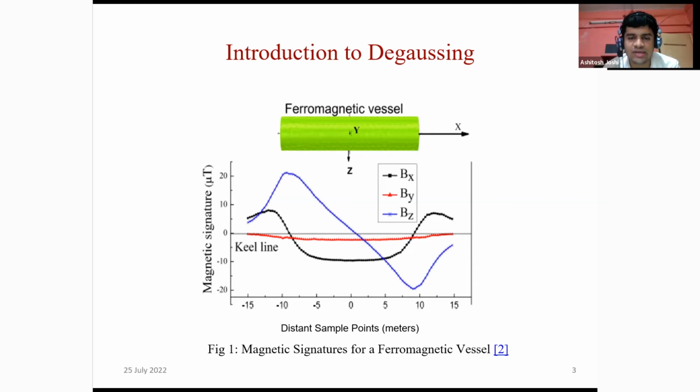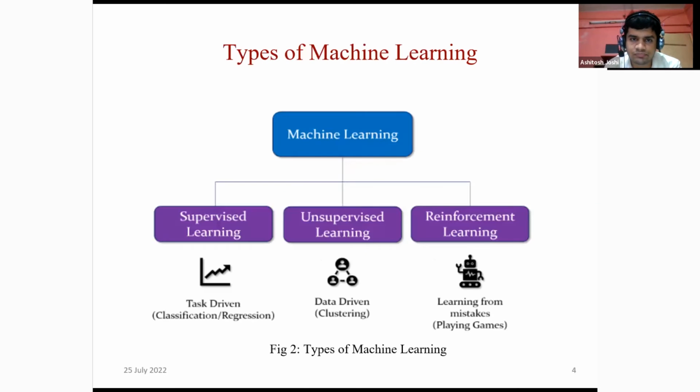So in the figure shown, we can see in all the three directions, these signatures are generated. So our aim is to keep these signatures to 0 level so that these are not detected by the enemy tanks. So for this, I'm using a reinforcement learning based approach called Q learning. It is a type of machine learning.